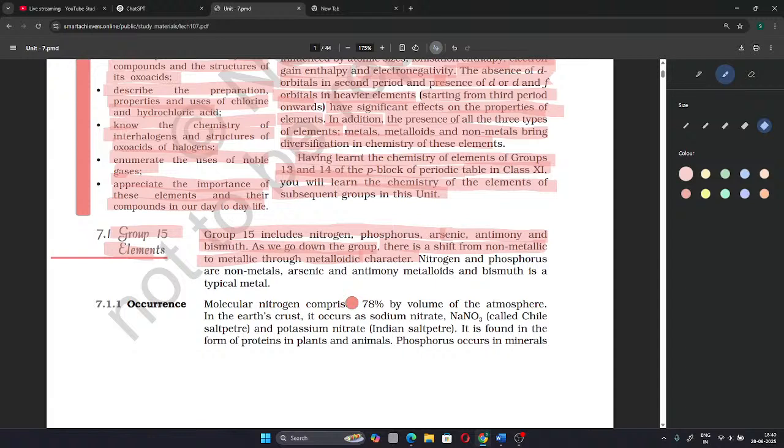Group 15 includes nitrogen, phosphorus, arsenic, antimony and bismuth. As we go down the group, there is a shift from non-metallic to metallic through metalloidic character. Nitrogen and phosphorus are non-metals, arsenic and antimony are metalloids, and bismuth is a typical metal. Occurrence. The first topic is occurrence.